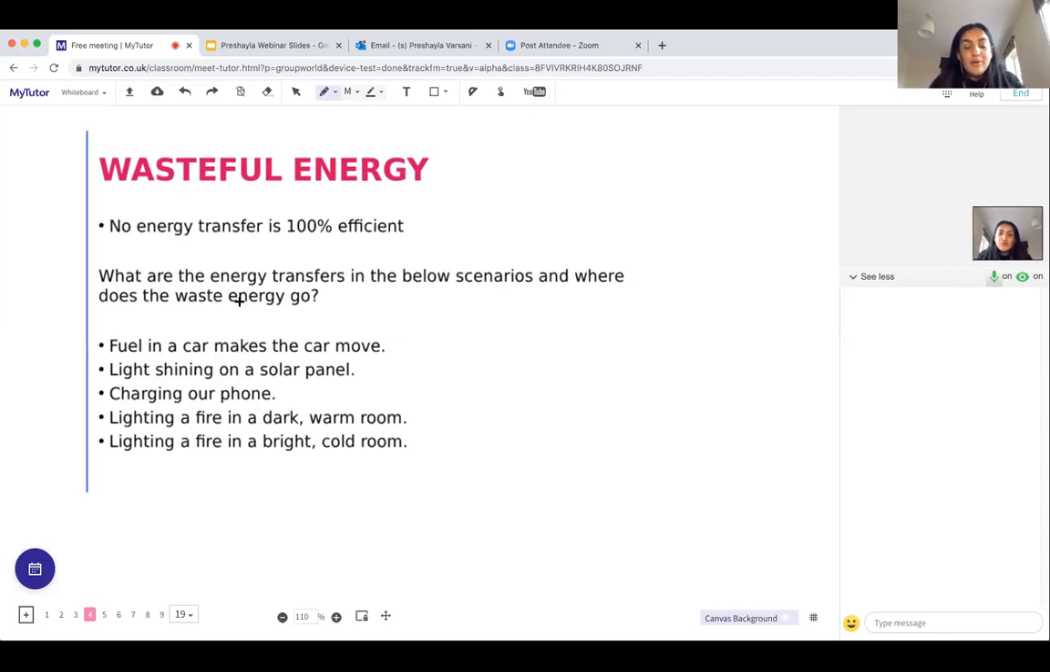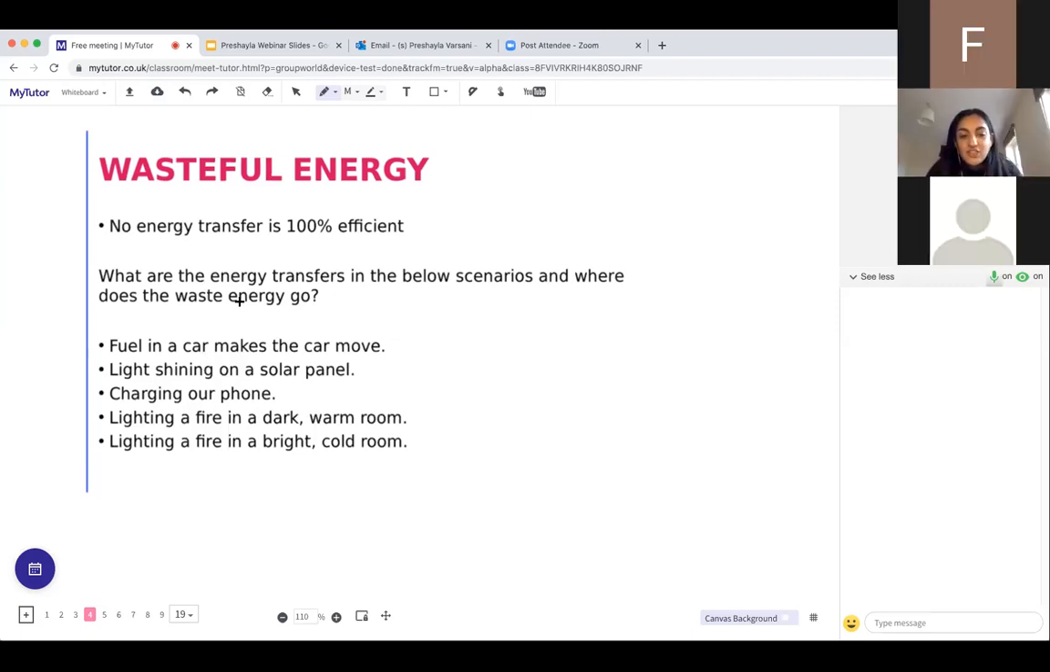So do remember that, yes, we have wasteful energy and in most cases it is going to be heat, but sometimes we need to go back to what the function of this appliance, of this application, really is, to think about what the wasteful energy is. So always think about the function, what we want to get out of the appliance, before we think about waste energy.